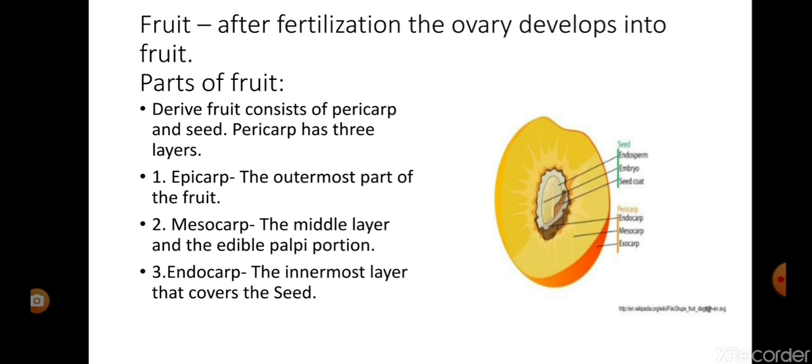So you can see this is the diagram of the fruit and different parts of the fruit. So the pericarp is of three types: epicarp, mesocarp and endocarp. Epicarp means the outermost layer of the fruit, and that is generally known as the skin, which we don't eat. And the next part, that is the middle edible soft portion which we eat, that is the mesocarp. And the innermost part, that is endocarp, and it covers the seed, and inside there seed is present, which helps again in formation of new plant.